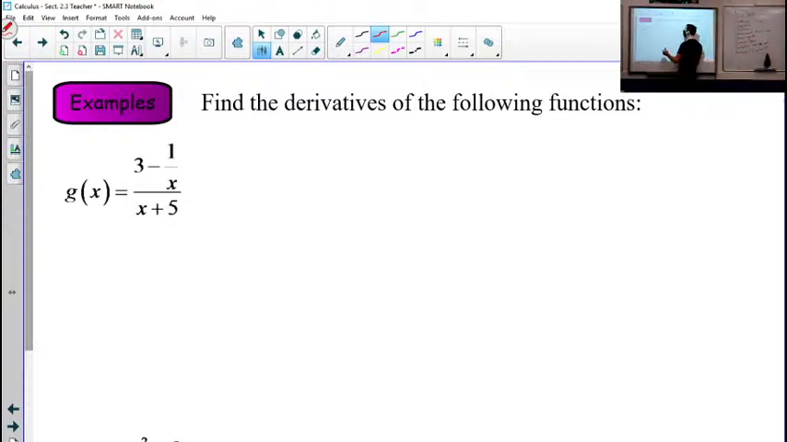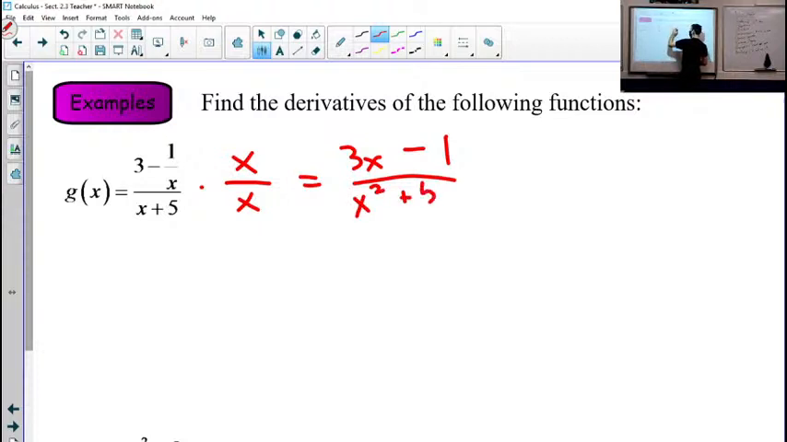So if I want to simplify this, then that means I got a fraction and a fraction. I don't want to deal with that when I go to take the derivative. So I'm going to get rid of the fraction and a fraction by multiplying top and bottom by x. So I have on top x times 3 minus 1 over x. Well, x times 3 is going to be 3x minus 1. On the bottom, now I have x times x is x squared plus 5 times x.